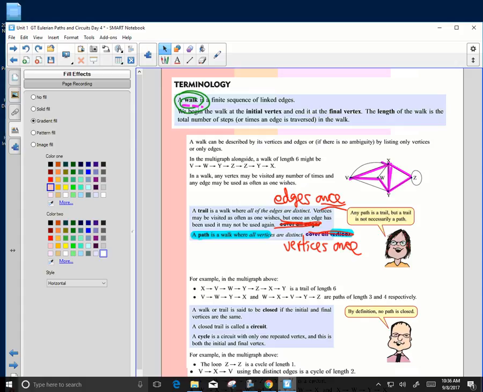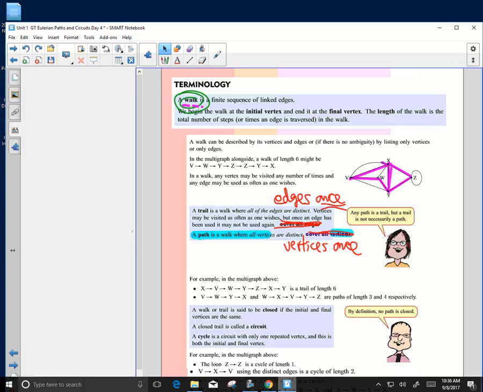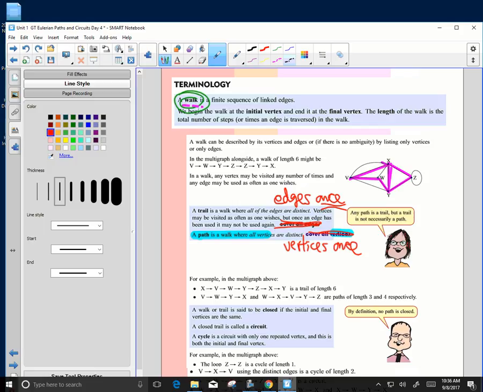So a walk or a trail is said to be closed if the initial and final vertices are the same. So closed would be you start at V and you end up back at V. That is also called a circuit. A closed trail is called a circuit. And what's nice about a circuit is that you're ending up at the same spot you started. A cycle is a circuit with only one repeated vertex, and that's the final one.